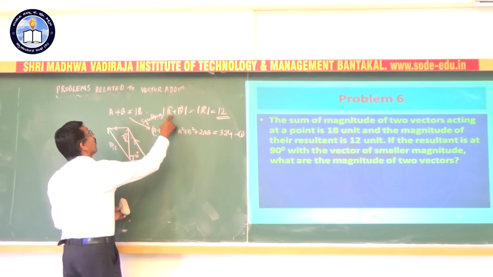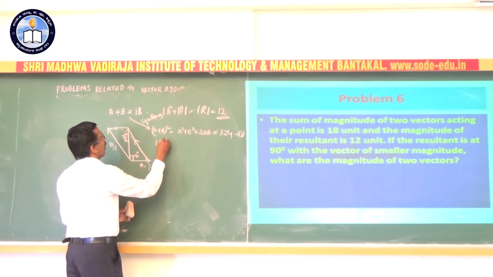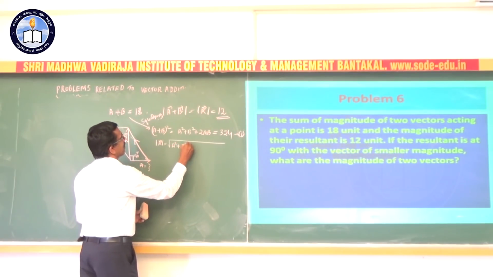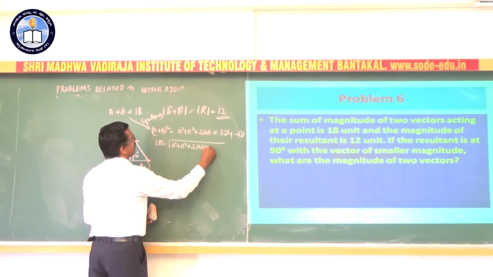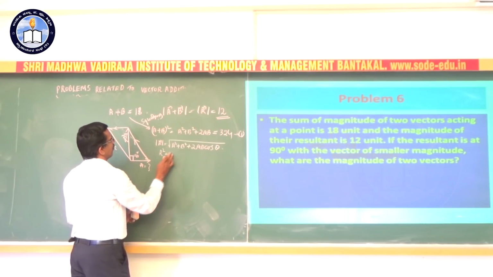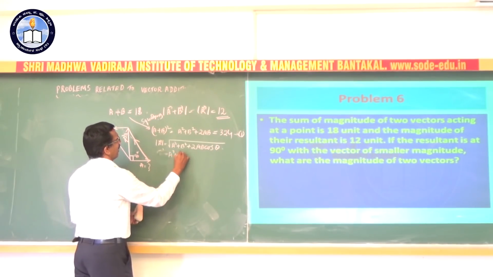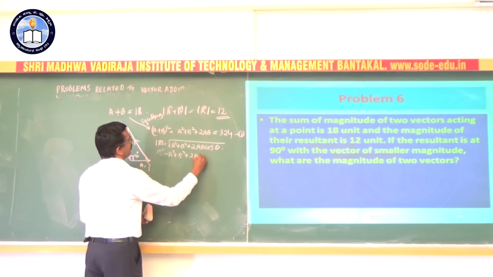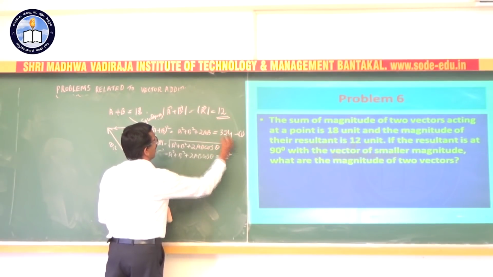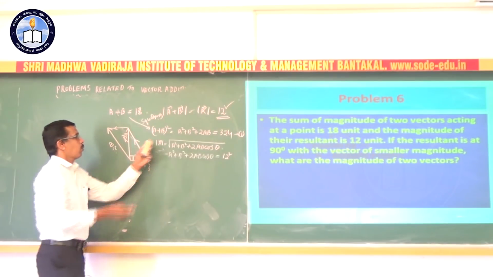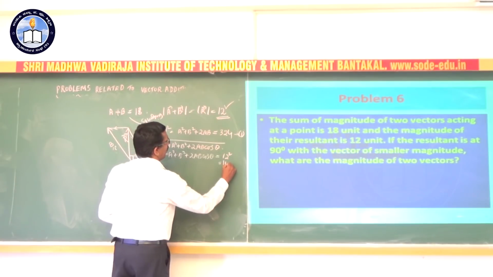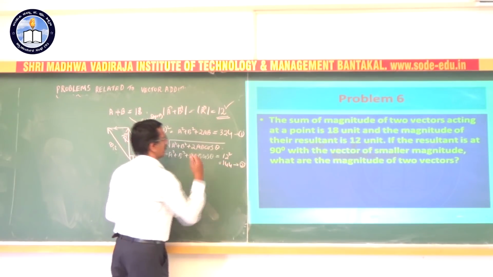Now the magnitude of A plus B I already know. Magnitude of R is nothing but square root of A square plus B square plus 2AB cos theta, right? Or I can write R square, first writing this side, A square plus B square plus 2AB cos theta is equal to 12 square, because the magnitude of R is given. I took the square on both sides. This I will directly write as 144. I will give equation 2.